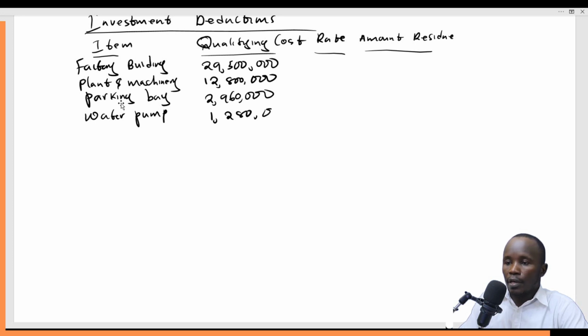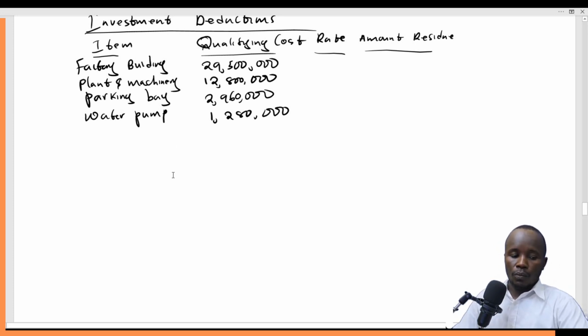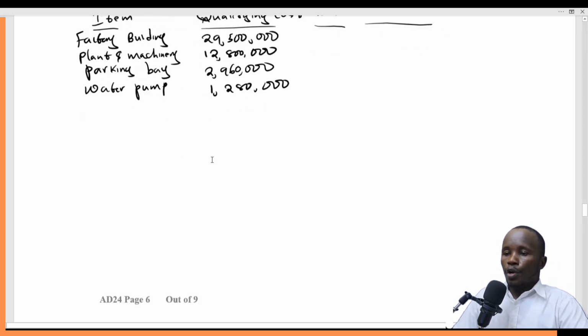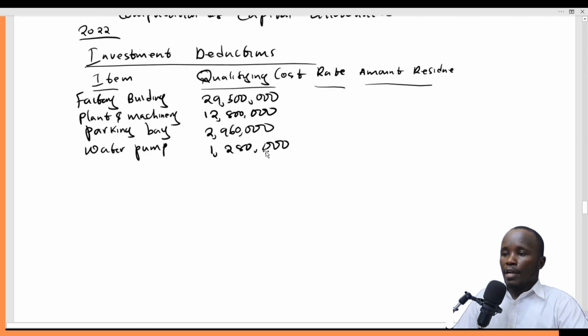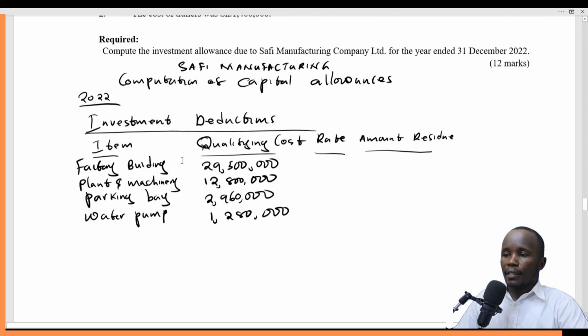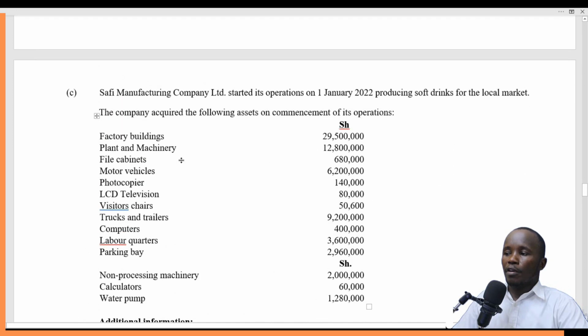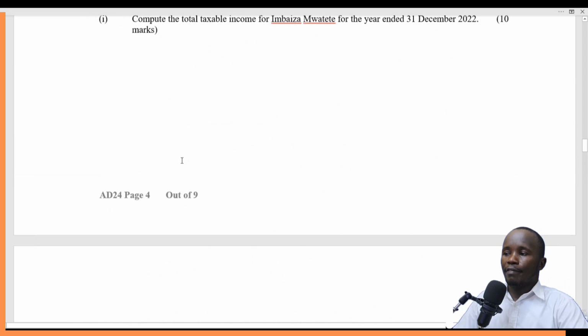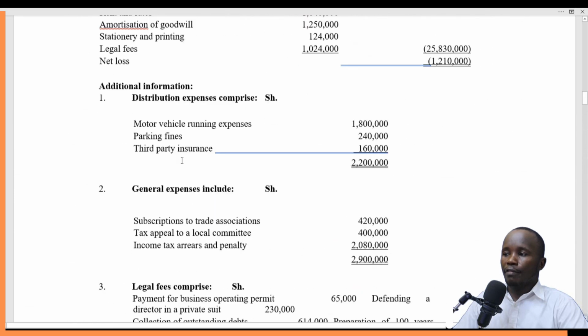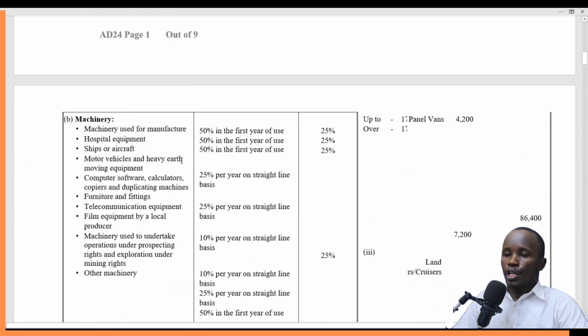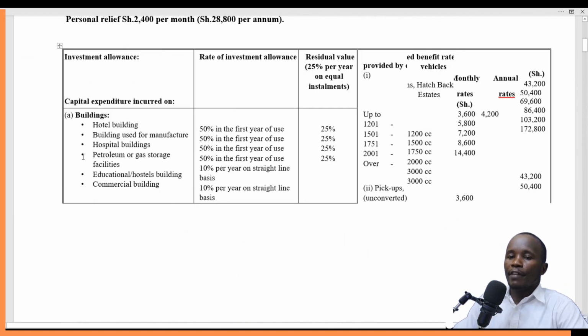Now, I want you to look at the rates. This is provided on your first page. If you go to the first page, you have been given capital expenditure, and here you're talking about hotel buildings, 50%.